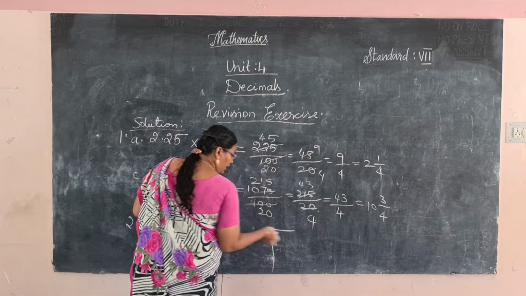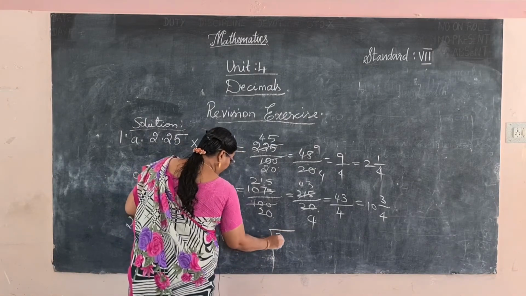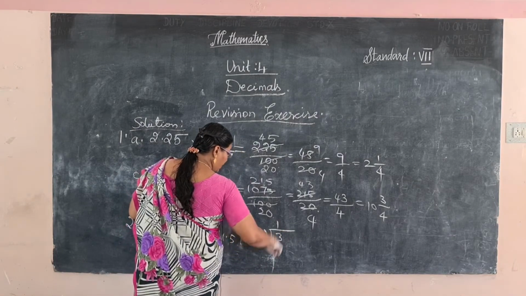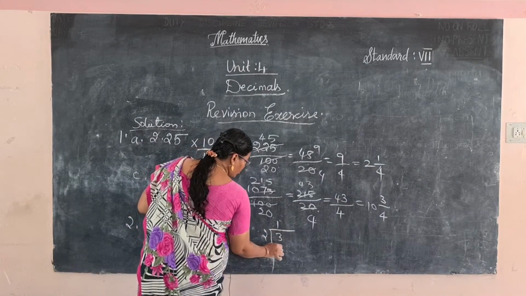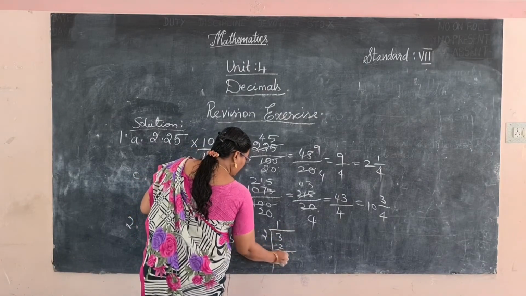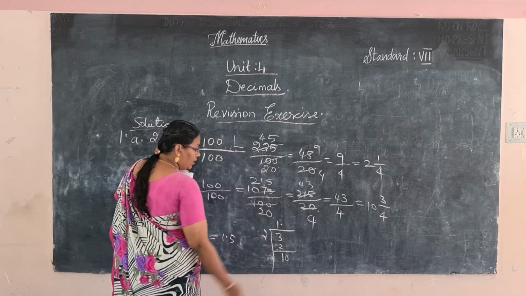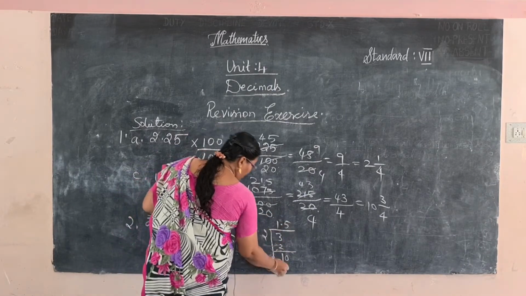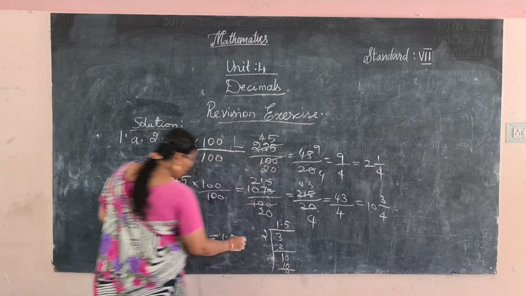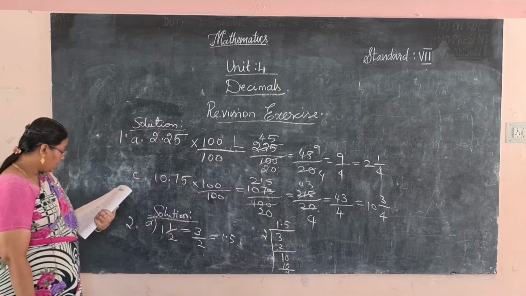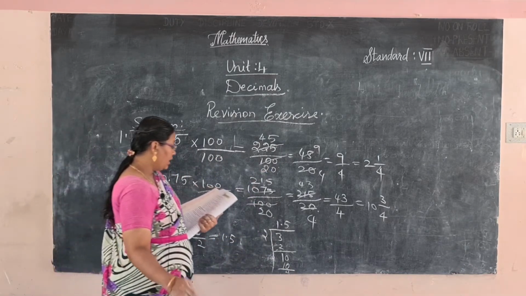You write in the rough work area 3 divided by 2. How many times is it possible? 2 ones are 2, remaining 1. Add 0 to the numerator and put the decimal point. So how many times? 5. So 1.5 is the answer. Okay, so B is homework, and the C problem.